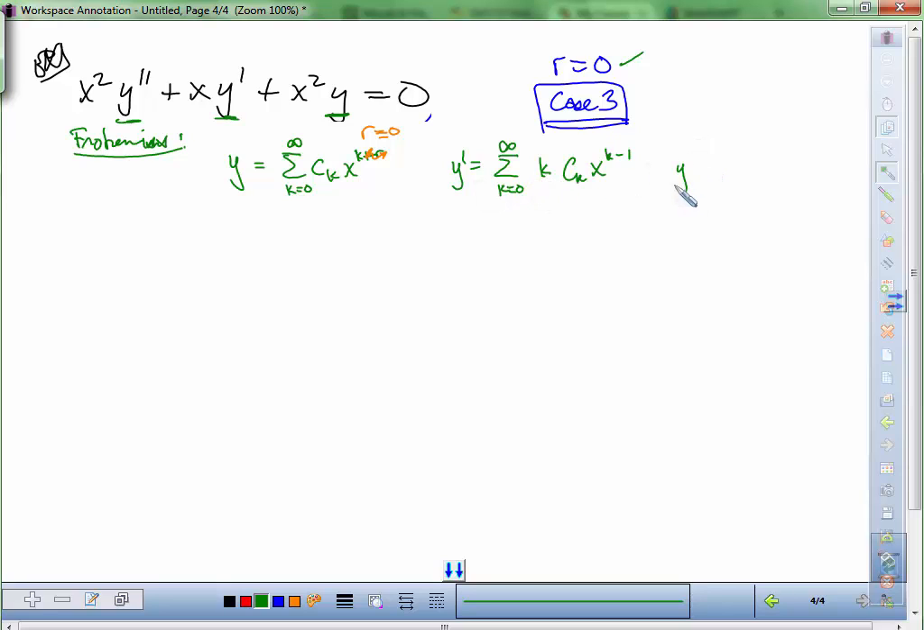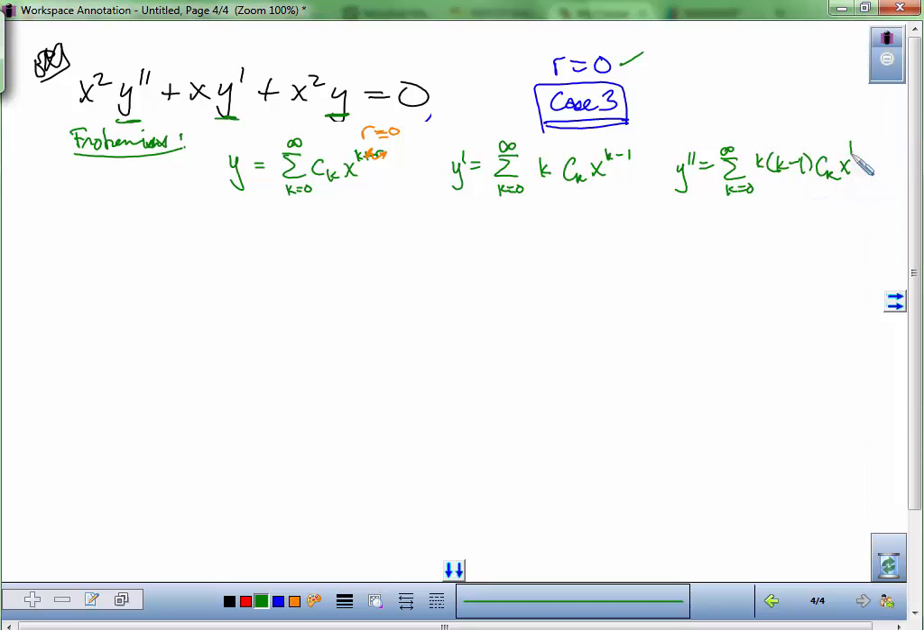All right, so our y double prime is going to be equal to the sum. Again, let's keep k starting from 0 to infinity. We have k minus 1, c_k, x to the k minus 2.